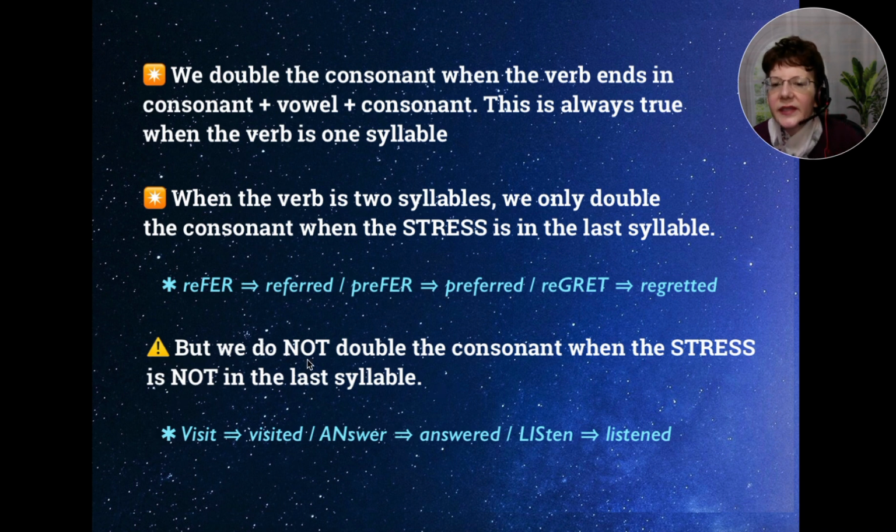All right, but we do not double the consonant when the stress is not in the last syllable. It's on the first. So we have here visit. The stress here is on the vi, on the first syllable. So we don't double it, we just add ed. And then we have answer. So stress is on the an. So we just add an ed. We don't double the r. And then listen. So lis, that's the stress part. So we just add the ed, no doubling the n.